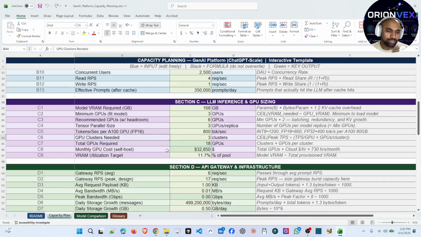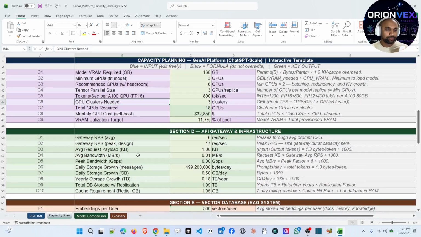Monthly GPU cost is around $32,850. How we are calculating? Total GPU required into cost of cloud, how many dollars per hour, into 370 hours, that is how many hours are there in 1 month. We multiply with the hours, and that will give the monthly GPU cost. And video RAM utilization target is 11.7% of the pool, that is model VRAM divided by total provisioned VRAM. We will get the VRAM utilization target.